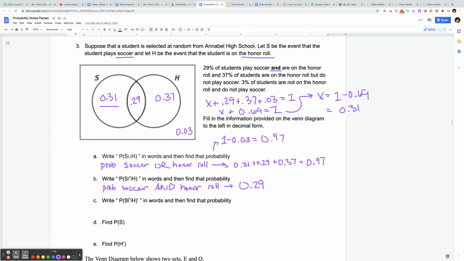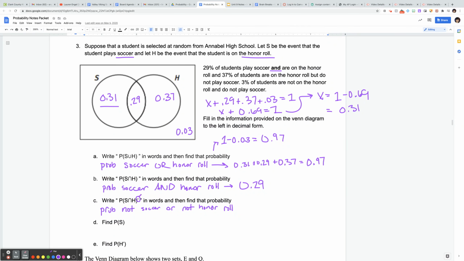So this is soccer and honor roll here, but then it has this little dash on the outside, which means not. So the way I would write this in words is the probability of someone who's not in soccer or not on the honor roll, because I just want everybody who's not both of those things, right?